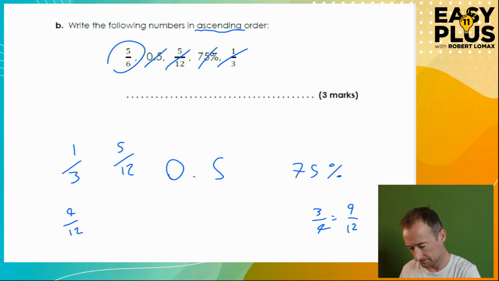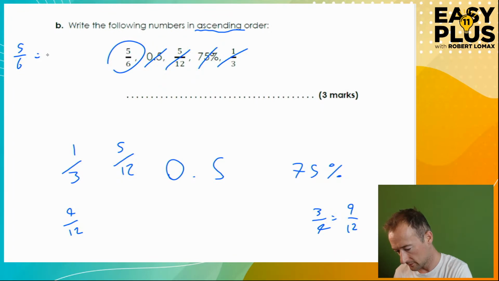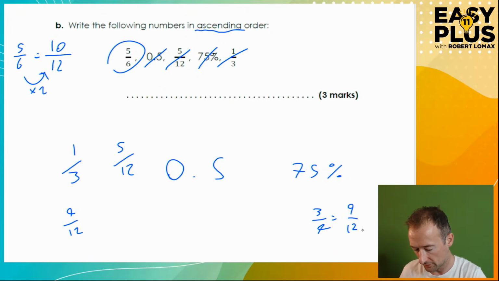5/6 equals how many twelfths? Well, I've times 6 by 2, so I need to times 5 by 2. So I get 10 twelfths. So 5/6 is actually a little larger than 75%. So that's going to go over here.